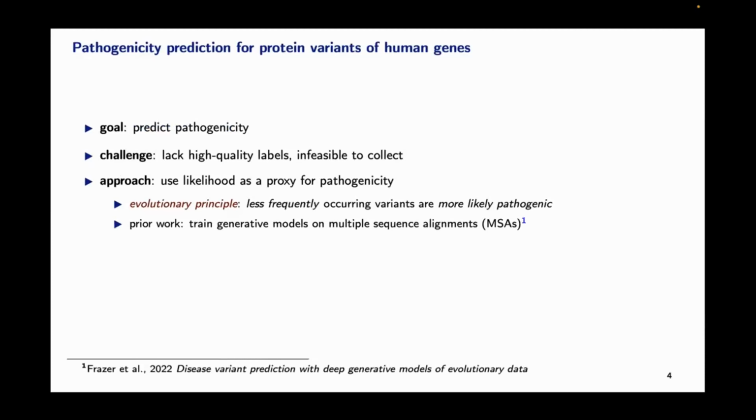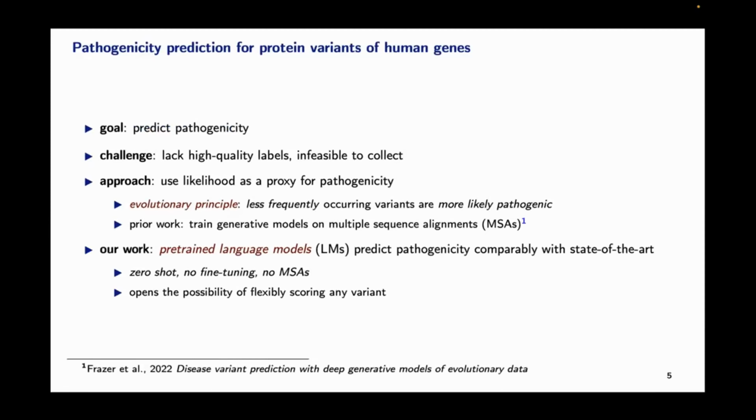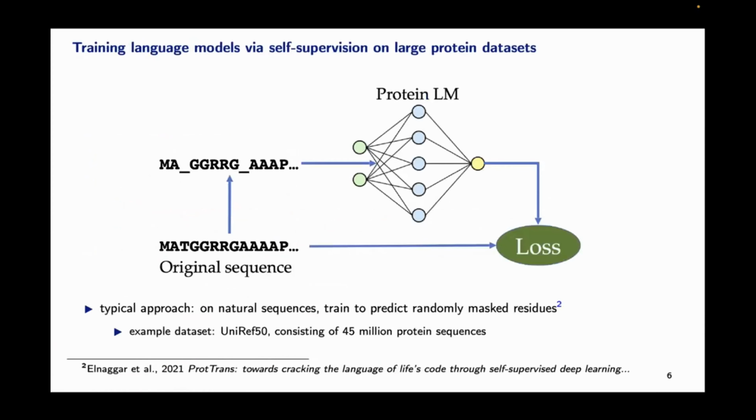Prior work uses this principle, trains generative models, one for each protein family on multiple sequence alignments. In our work, we're going to use one pre-trained language model to predict protein pathogenicity, and we're going to do it zero shot with no fine-tuning, no MSAs, and we think this opens the possibility of really flexibly scoring any variant, and we're going to perform comparably or better than this Eve paper, which I'll say a little bit more about later on. A super nice paper that fits a bunch of generative models using these MSAs. It's prior state of the art.